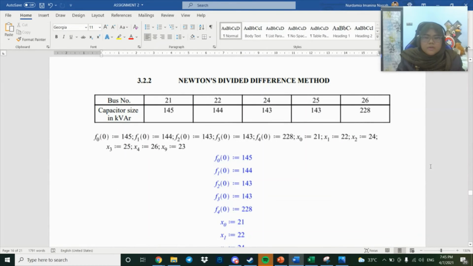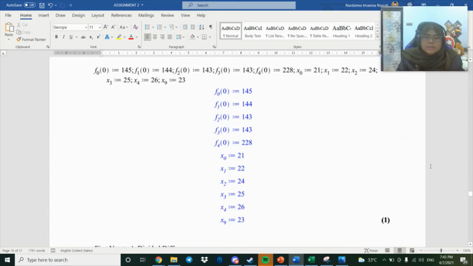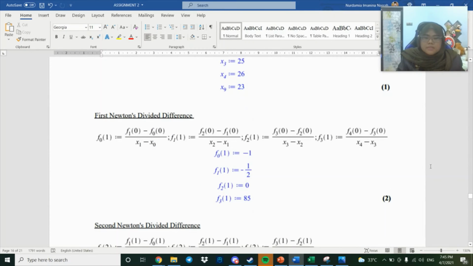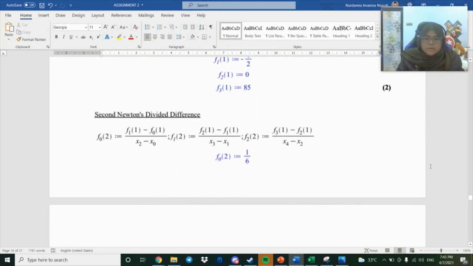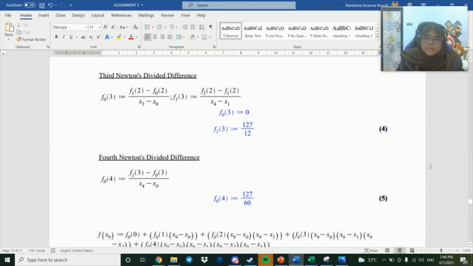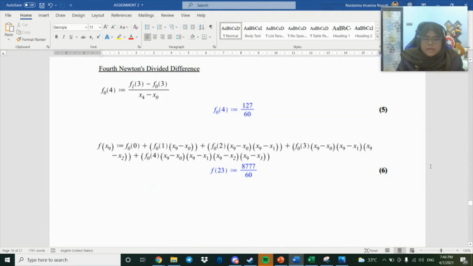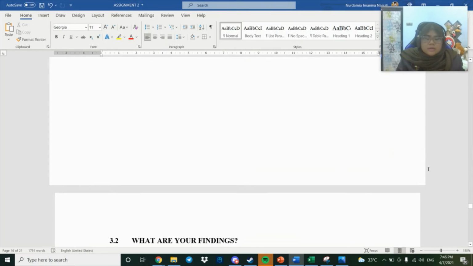For Newton's divided difference method, these are the steps, and the first Newton divided difference. The formulas are the same, but the result is more accurate. This is the third Newton divided difference, and the fourth. And then this is the polynomial calculation.